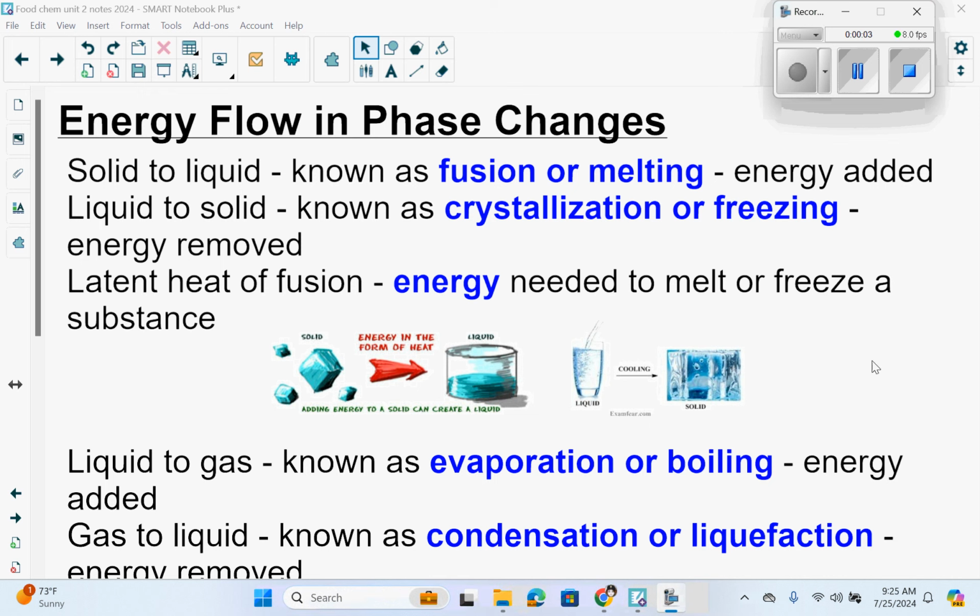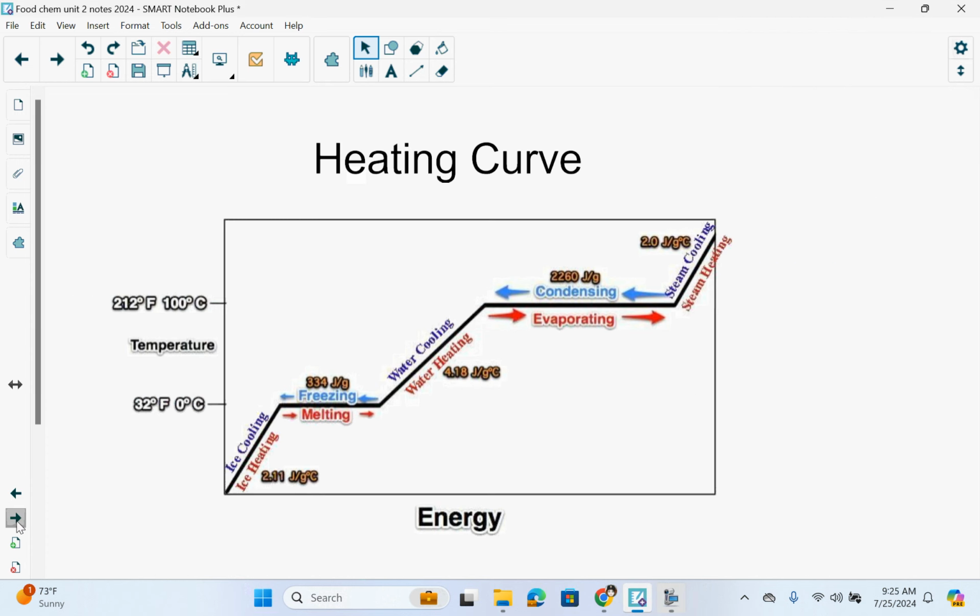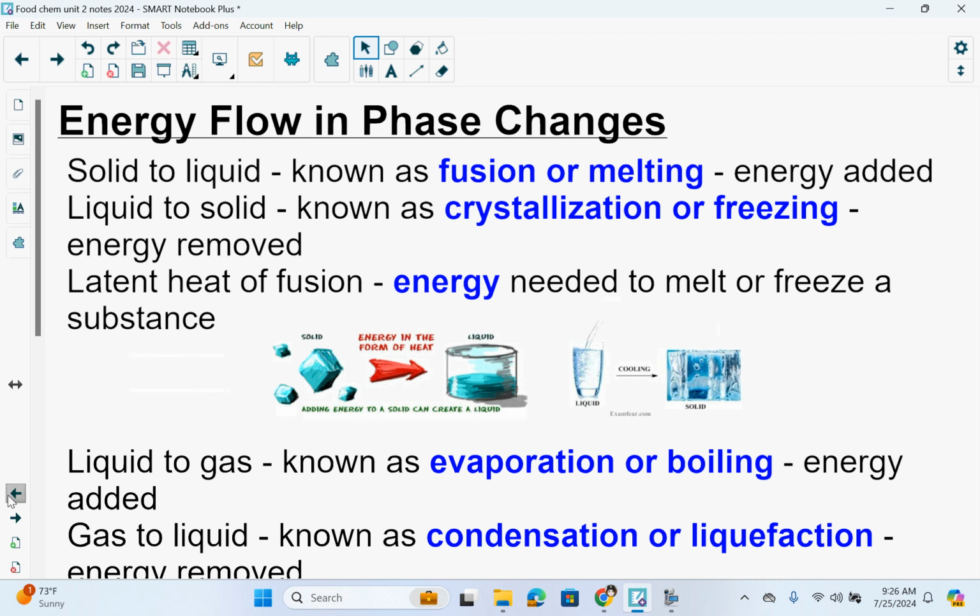This is Food Chemistry Unit 2. We're still in Chapter 5, Energy Flow and Phase Changes. So I'm going to go back and forth with this diagram. This is a heating curve, and you can tell there's different phase changes listed on here. So as I describe them, I'll be referencing this curve.